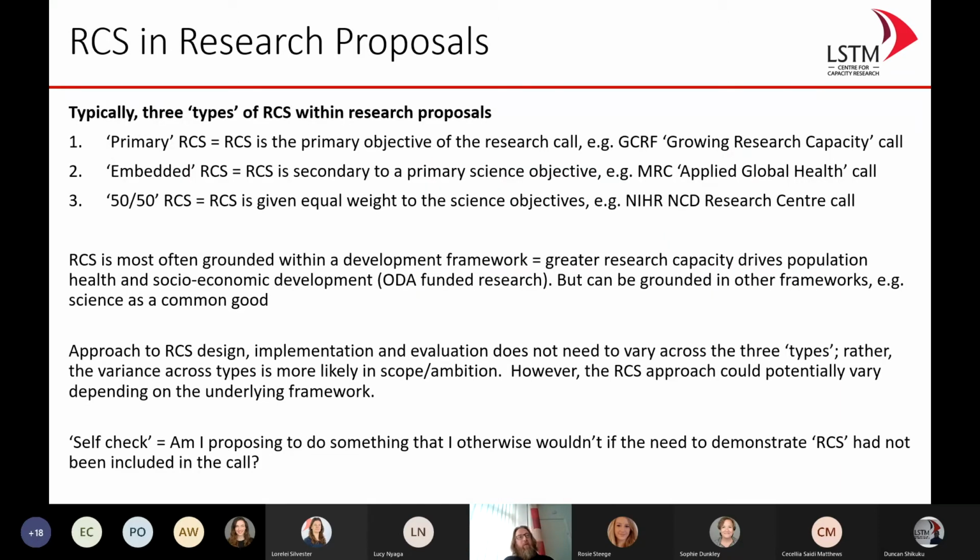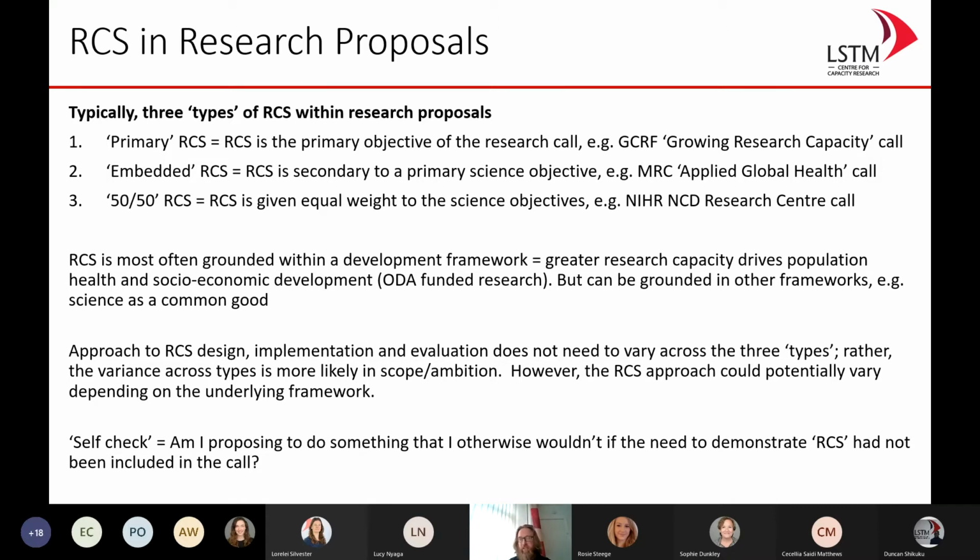In terms of how research capacity strengthening components are framed in research proposals, this is a little bit crude, but there are three types of research capacity strengthening objectives within research proposals, if you like. There are research calls where research capacity strengthening is the primary objective. So the main point of the call is to demonstrate that you've strengthened research capacity.